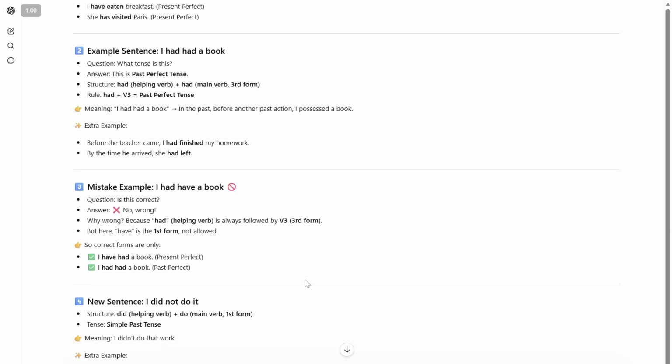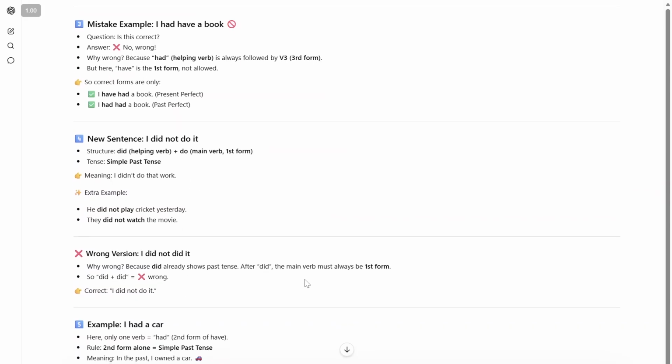Mistake example, I have a book. Question, is this correct? Answer, wrong. Why wrong? Because had helping verb is always followed by V3, third form. But here, have is the first form, not allowed. So correct forms are only, I have had a book. Perfect, I had a book.